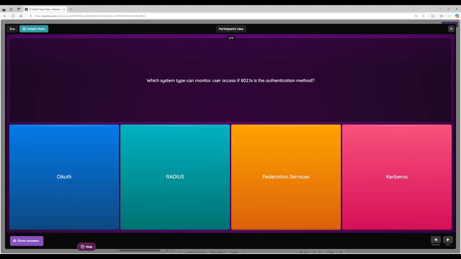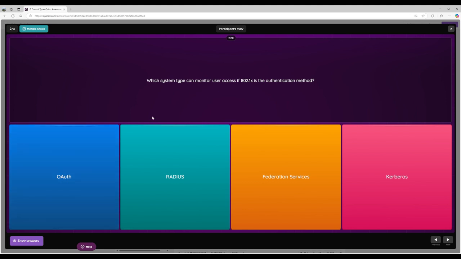When studying, there are some basic things that I will advise you to know. OAuth is the easiest, because it's open authorization and you have an example with that. Then RADIUS, Federation Services, Kerberos, and SAML. There are also other services, but if we can master those five, in this case four, because OAuth is just basic, you will have no problem on the exam.